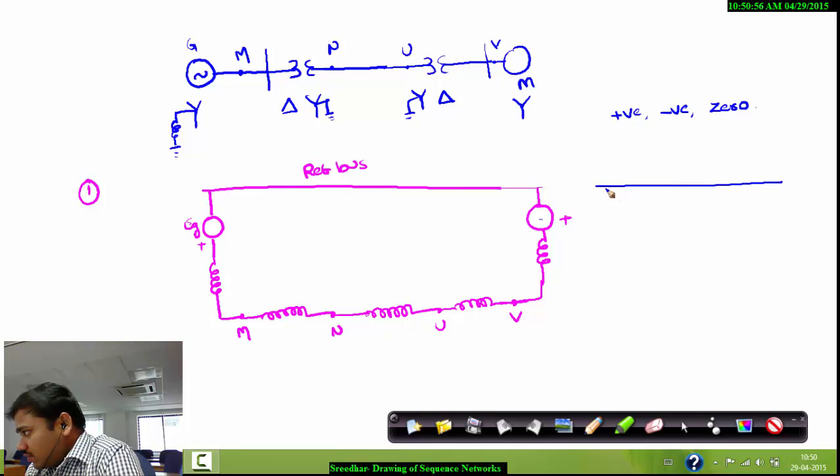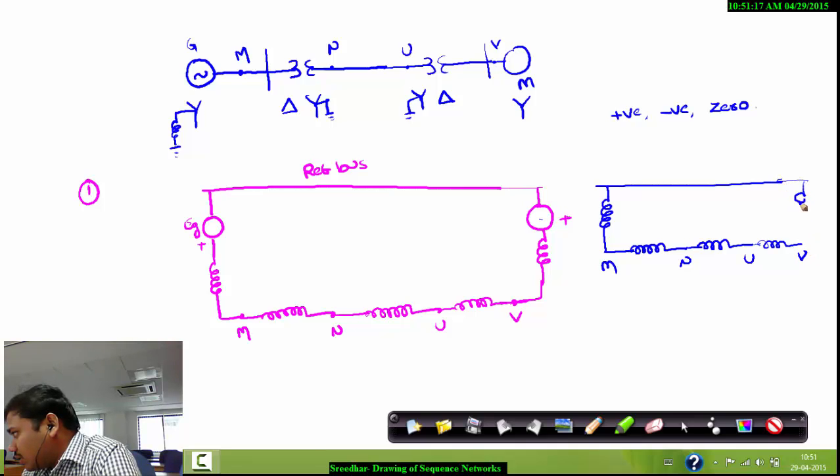So the negative sequence network will be the generator reactance and the transformer reactance. This point is M, this point is N, and the transmission line reactance, this is U, and another transformer reactance, this is V, and then the motor reactance.